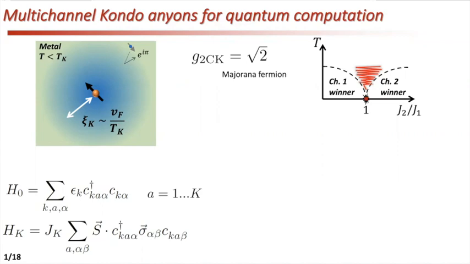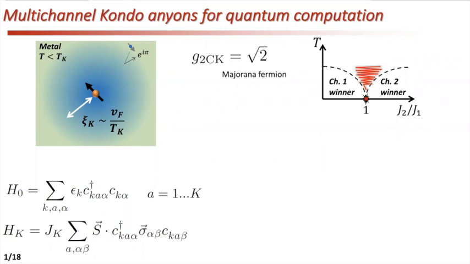In that case, we model the system with this Hamiltonian. We have electrons, alpha is a channel index, 1 to K. And then these channels are coupled to the Kondo impurity, to the local moment. And this is an example of what we call a boundary critical phenomenon. So the system is critical. If one of the channels is more strongly coupled to the impurity, eventually that channel wins to screen the impurity. So you can see the channel 1 winner or channel 2 winner, depending on the asymmetry. And if they are perfectly symmetric, the system sits at the criticality.